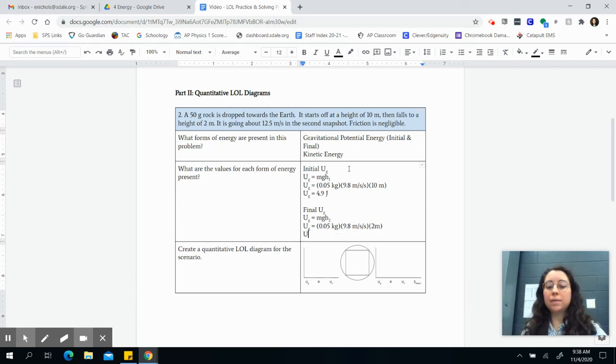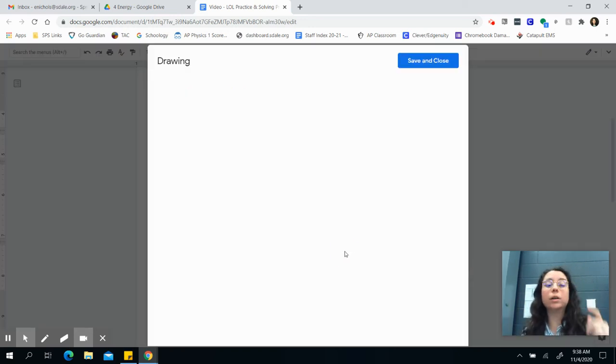So that is going to give us a UG equal to 0.98 joules. Check it out. Those two values don't equal each other. Since we know our values, let's go ahead and put them on our LOL diagram.